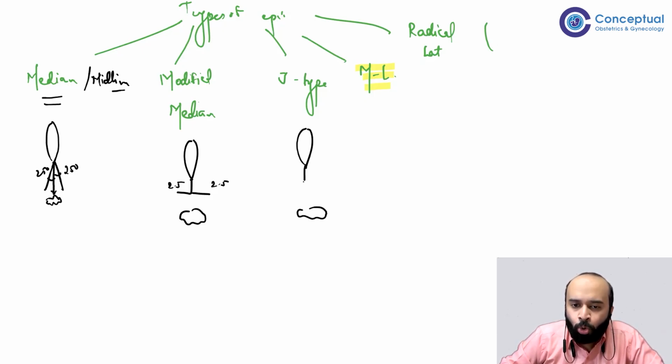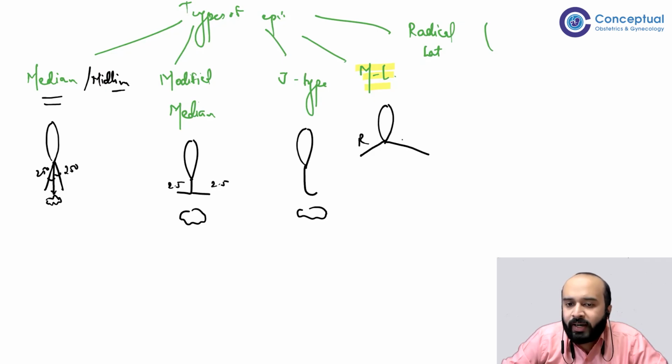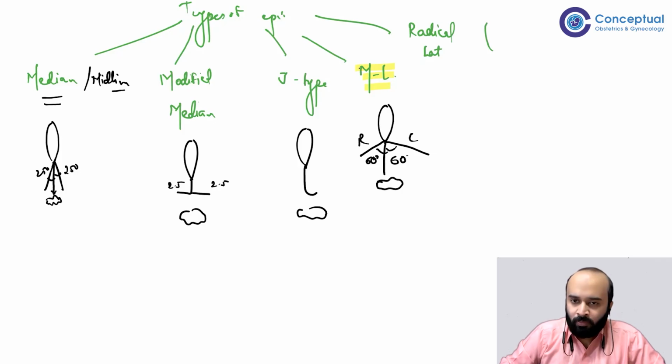wherein you take a median, but then you go either on this side or on the other side. The side will vary, but this ensures that you are not going towards the rectum, nor taking a straight-out transverse incision. The next one is what we usually take, and that is 60 degrees to the midline on either side. You either take it on the right side or the left side, definitely not both, at an angle of 60 degrees from the median. This is the one that you prefer the most.